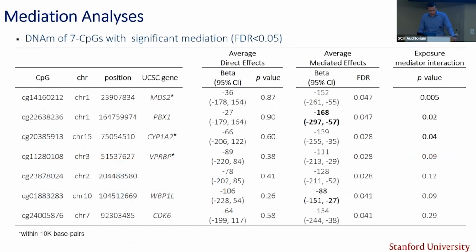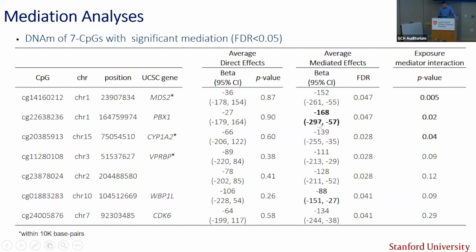This is somewhat of a busy table. This is the CpG ID, the chromosome, the position within the genome, and the specific gene. This is the effect size that is direct. So this is the direct effect size of smoking during pregnancy on birth weight. And this is the mediated effect. So this is the pathway, the indirect pathway that we're trying to characterize.